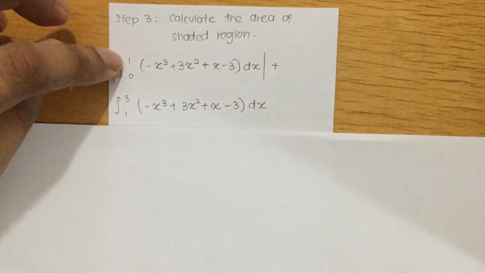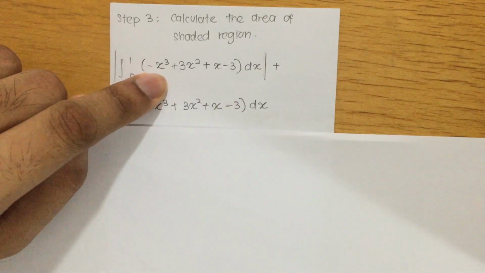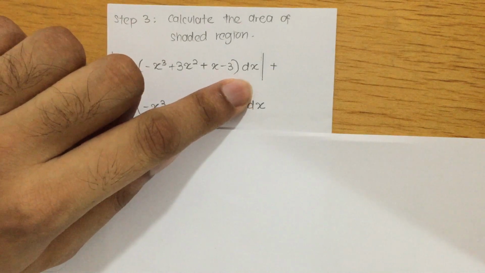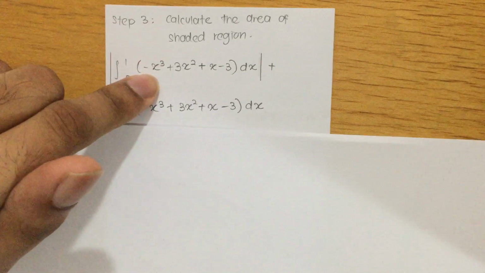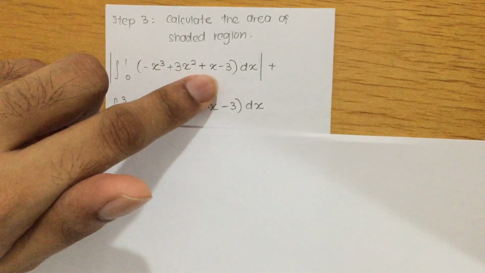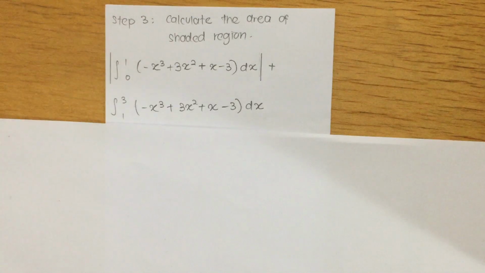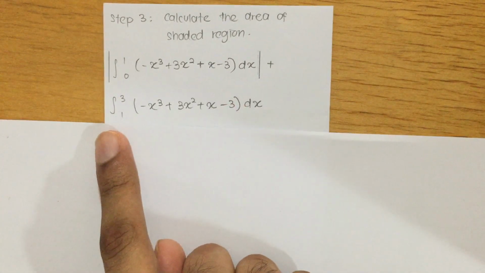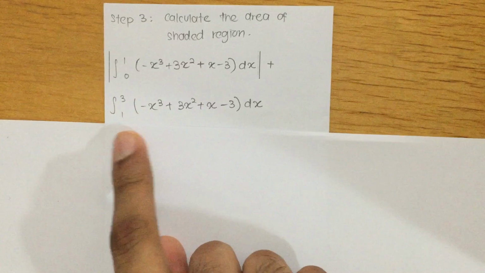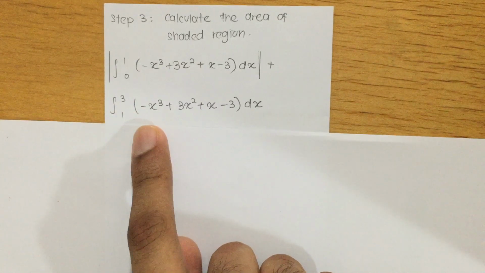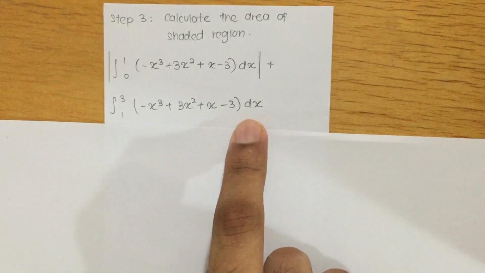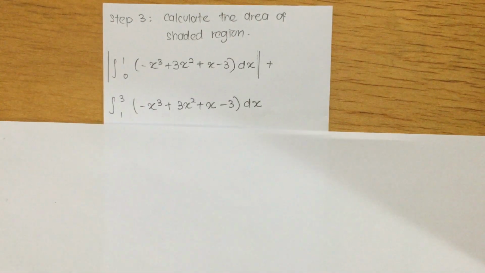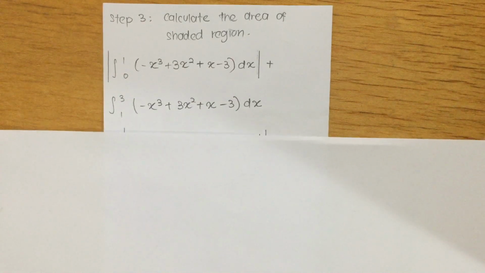Okay, from here we set our limit 1 and 0, and then we insert the expression y, with respect to dx. We have already identified our expression y is negative x cubed plus 3x squared plus x minus 3 with respect to dx. And then we add the integration with the limit of 3 and 1, with the expression of y equals negative x cubed plus 3x squared plus x minus 3 dx. Okay, we have already written down the equation. Now we can proceed to solve the integration.